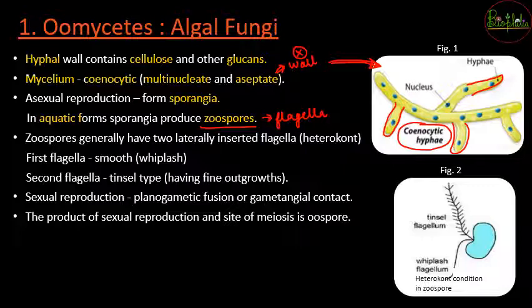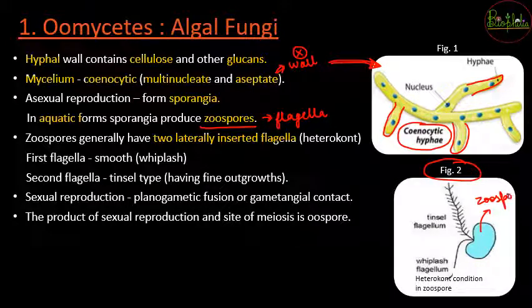They are going to have two laterally inserted flagella. So you can see in figure 2 that the blue colored part in the diagram is going to be the zoospore. Now this zoospore is going to have two types of flagella. The first type of flagella is going to be called whiplash flagella, and it is a smooth flagella. So as you can see in the diagram, the whiplash flagella is a smooth flagella.